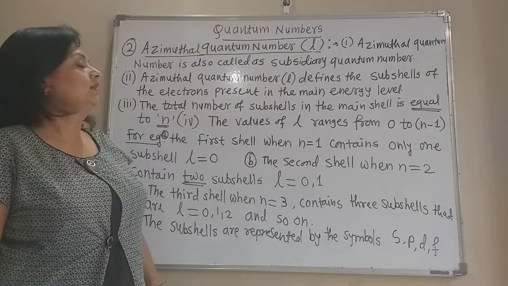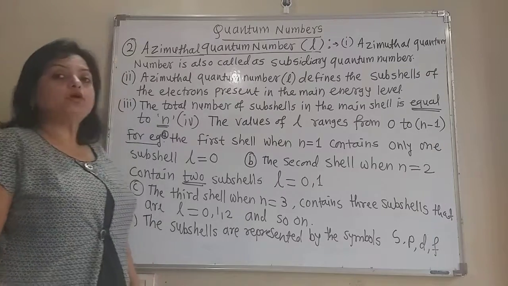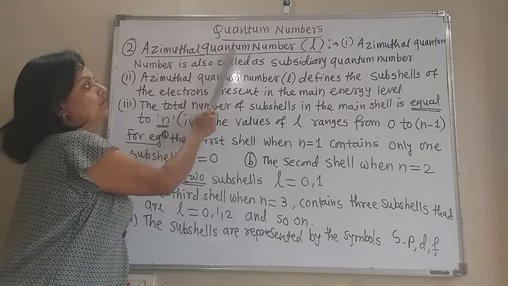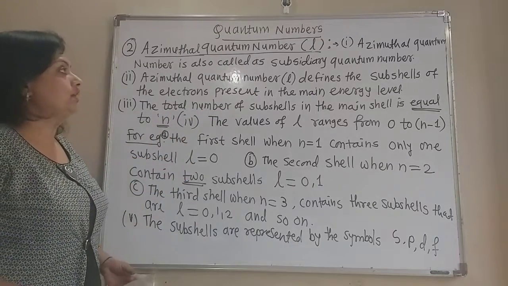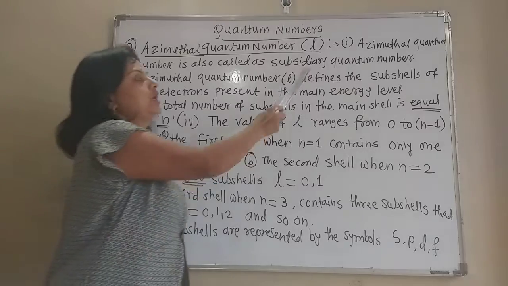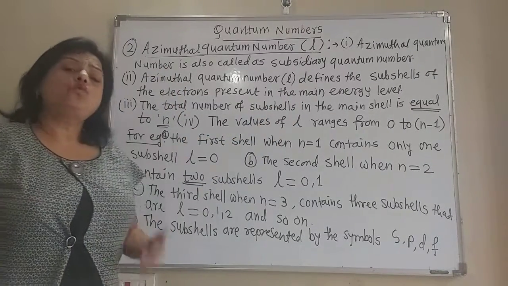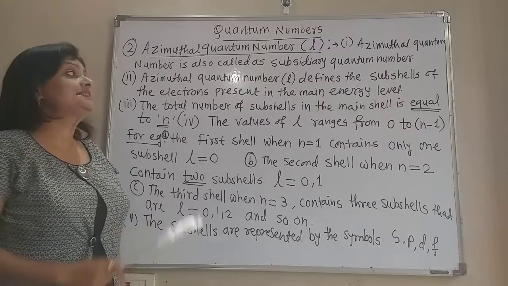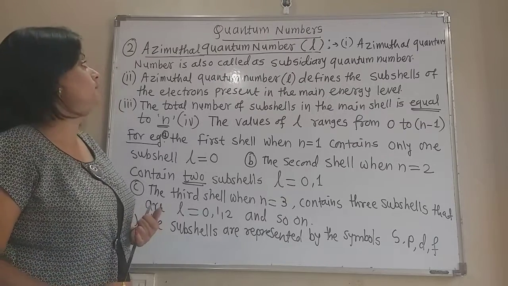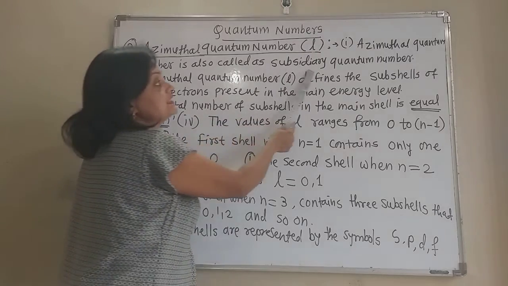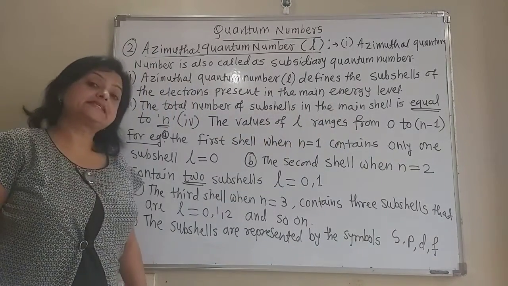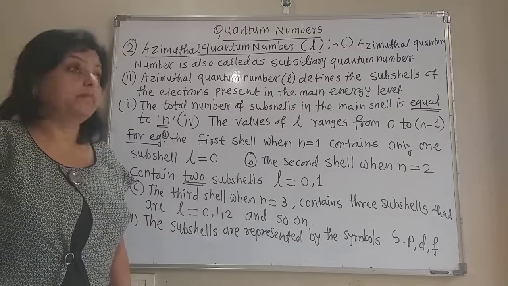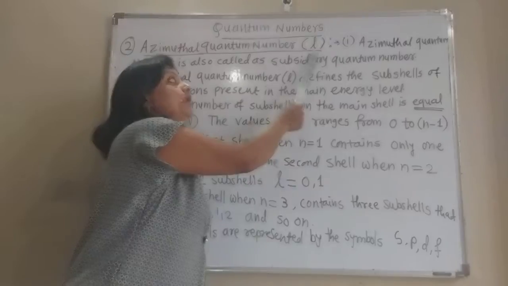Now come to the second quantum number. The name of the second quantum number is the azimuthal quantum number. Now what is given by this second quantum number? The azimuthal quantum number is also called the subsidiary quantum number. It is denoted by the symbol small l.